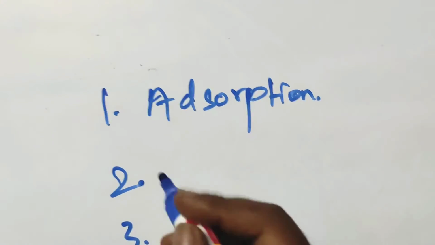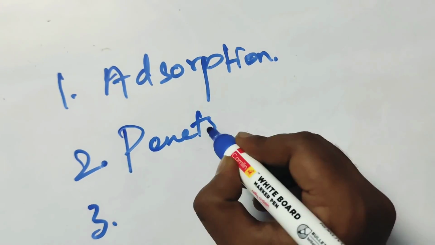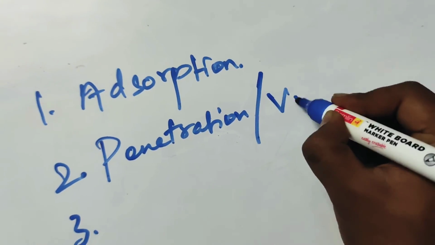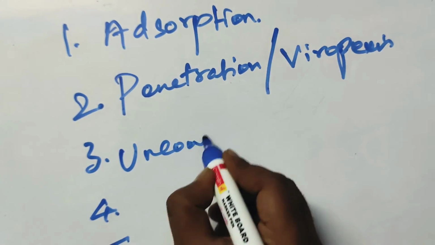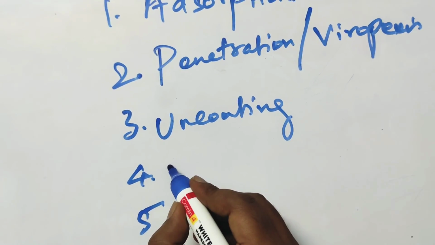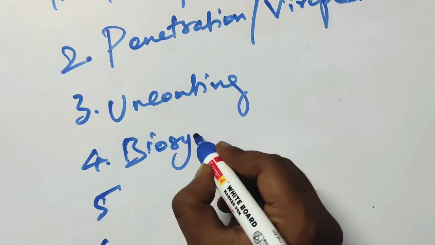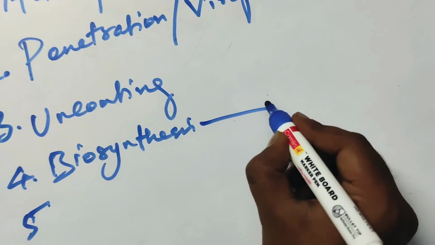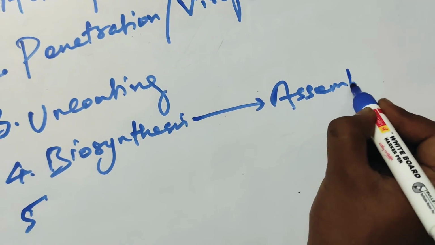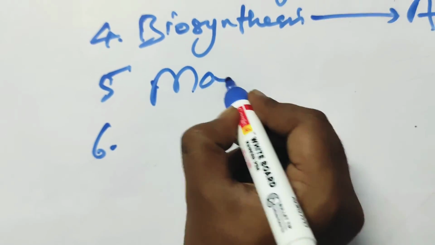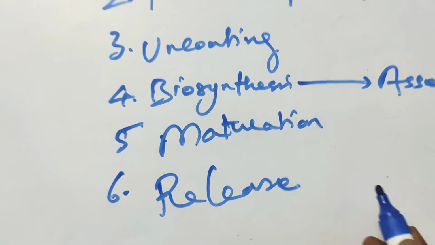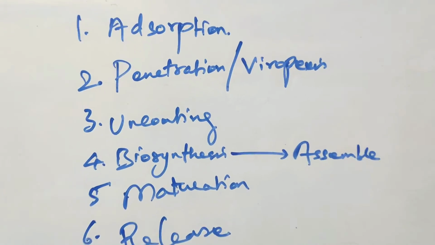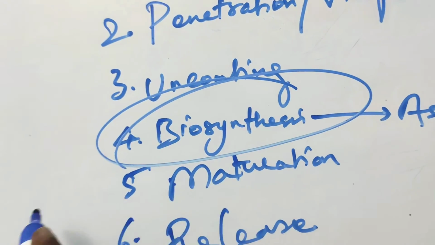The replication of virus occurs in 6 steps. Step 1, adsorption. Step 2, penetration, also called viropexis. Step 3, uncoating. And step 4, biosynthesis. And then assemble. Step 5, maturation. Step 6, release. So the most important step here is biosynthesis of virus.